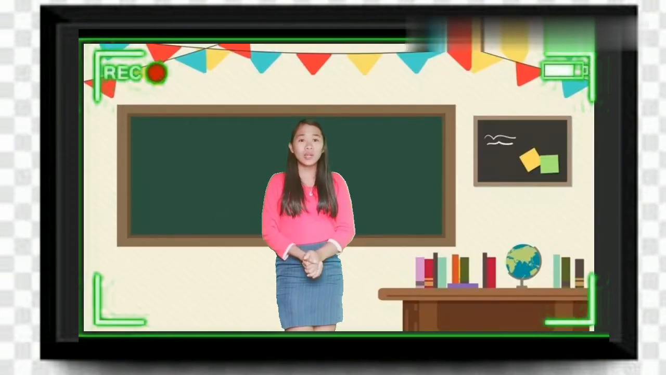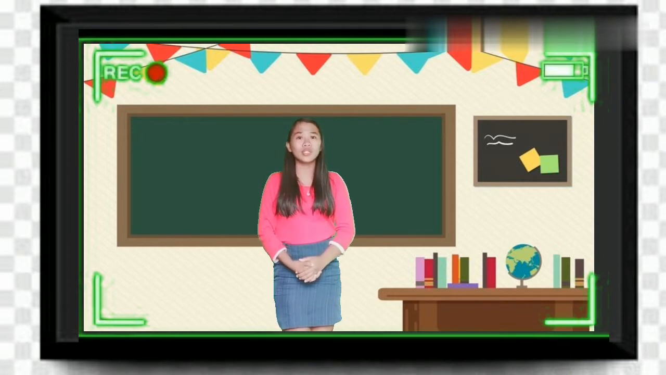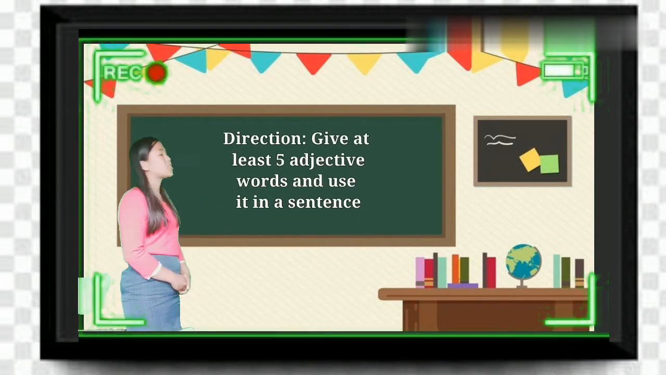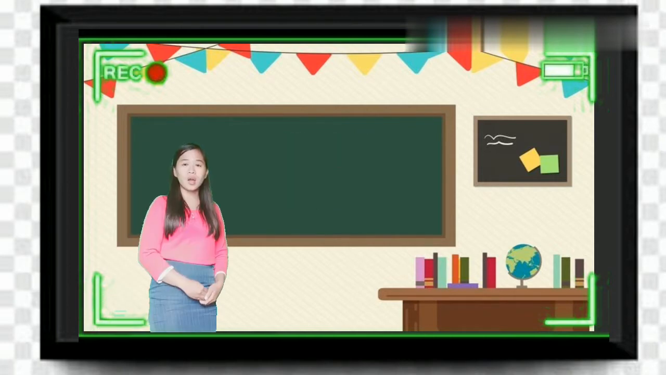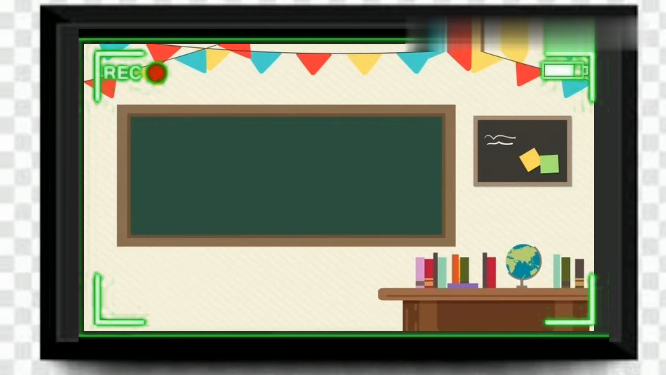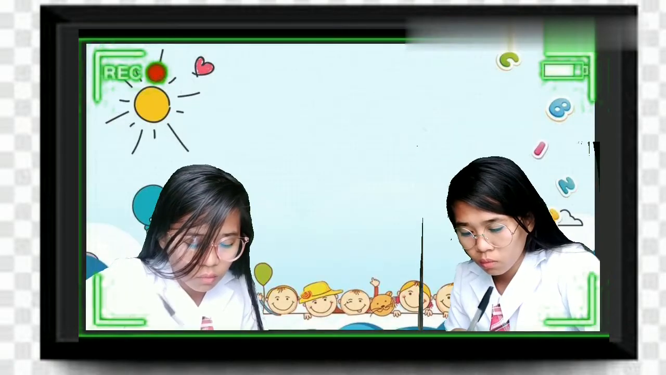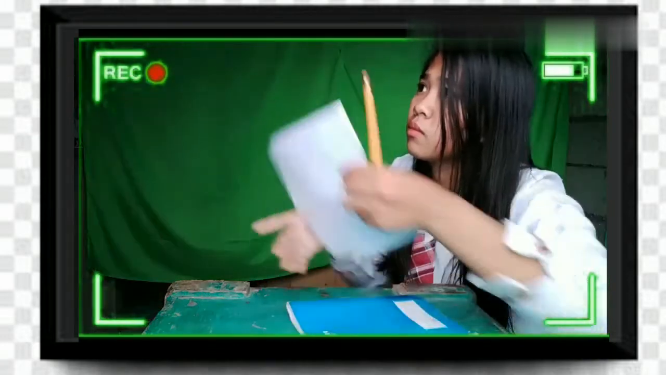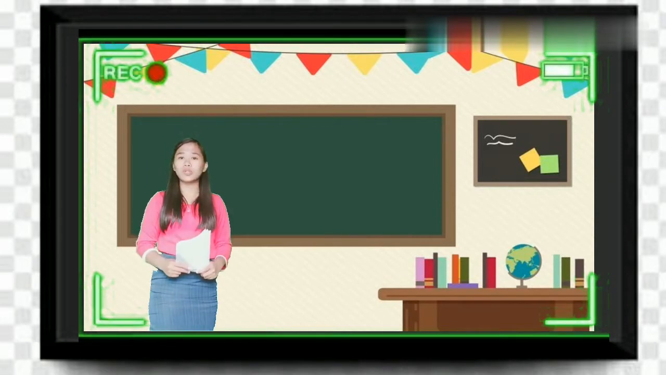Excellent. Now, since you really are learning, let's have a quiz. Get one whole sheet of paper and pen. Direction. Give at least 5 adjective words and use it in a sentence. Okay, are you done? Pass your papers in 10, 9, 8, 7, 6, 5, 4, 3, 2, 1. That's all for today, class. Goodbye and thank you.